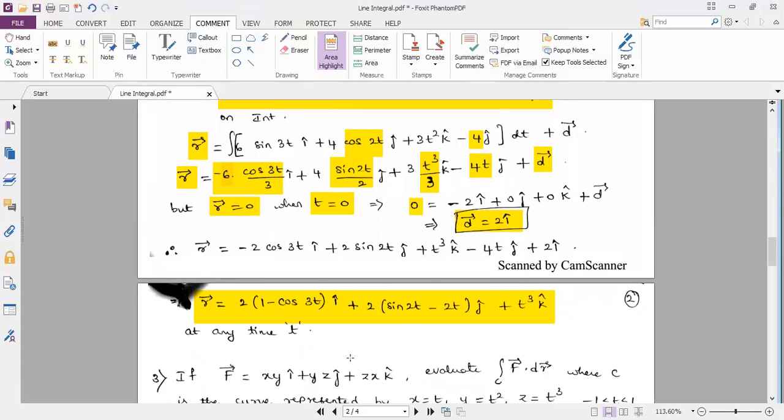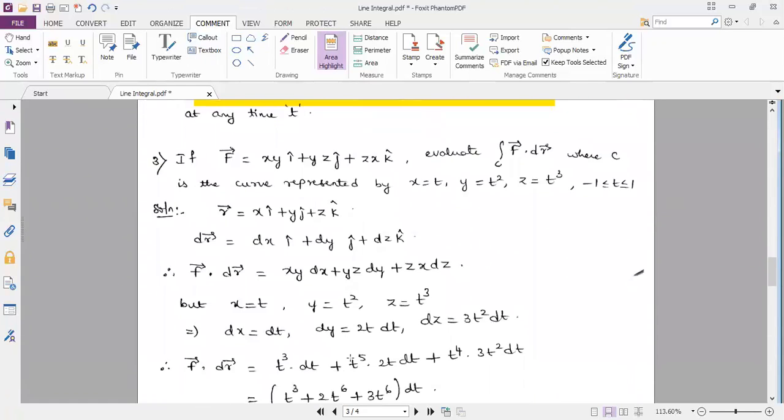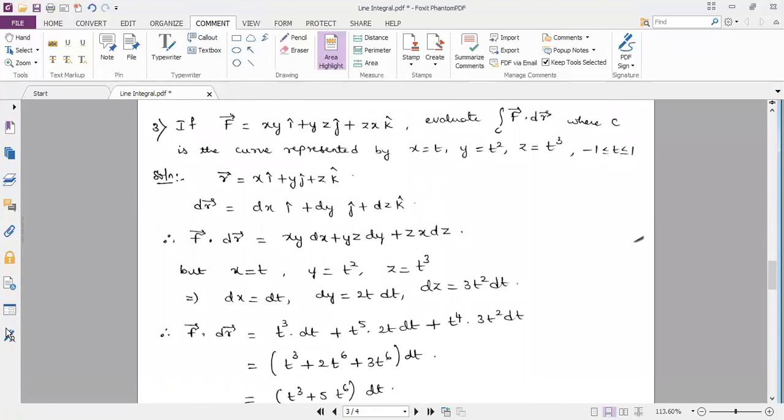Now we see another problem wherein x, y, z are defined in terms of t. So let's see the question. Given vector F = xy i + yz j + zx k, evaluate the integral over C of F · dr, where C is the curve represented by x = t, y = t², z = t³, and t lies between −1 and +1. T ranges from −1 to +1.